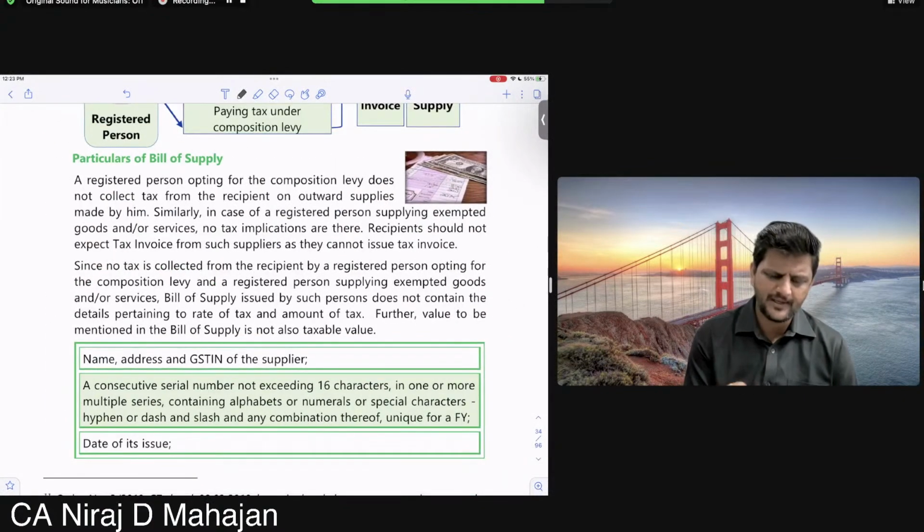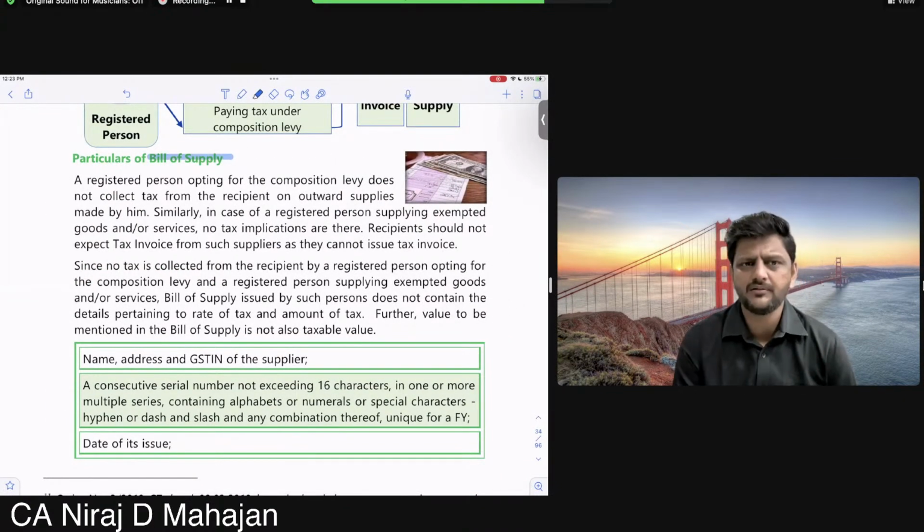What all will be there, बच्चों, on bill of supply? Almost everything same except tax details, है ना?